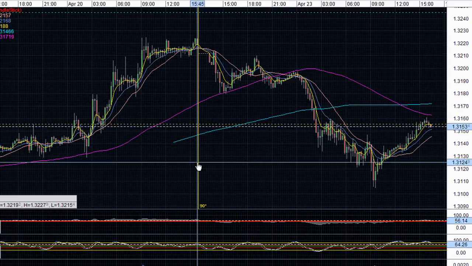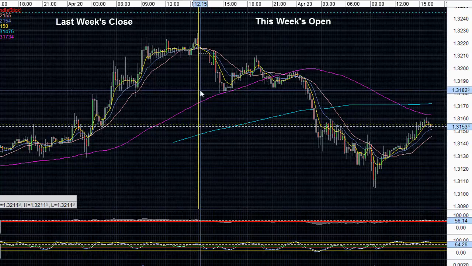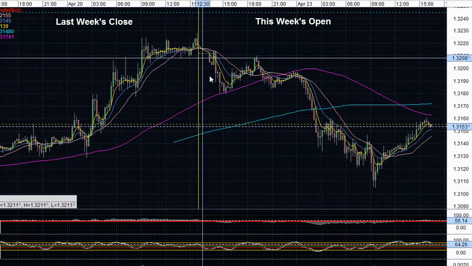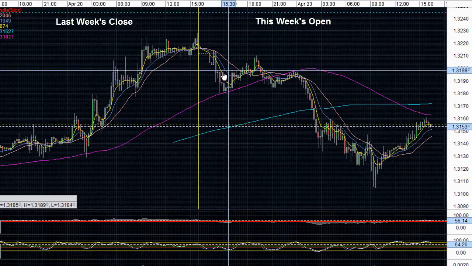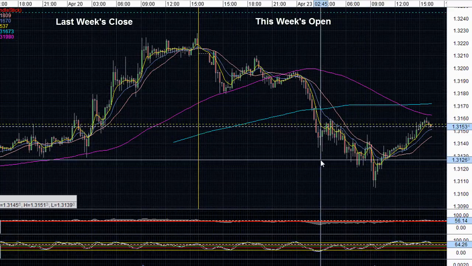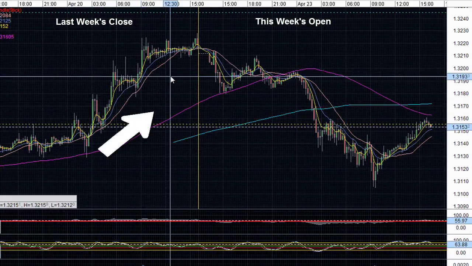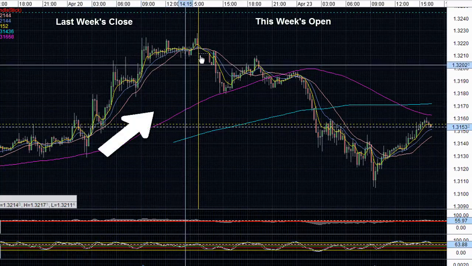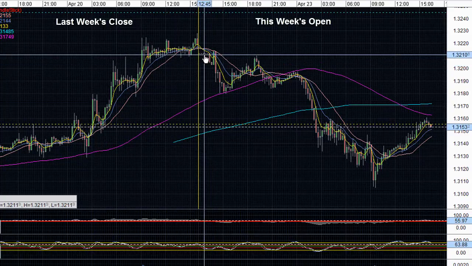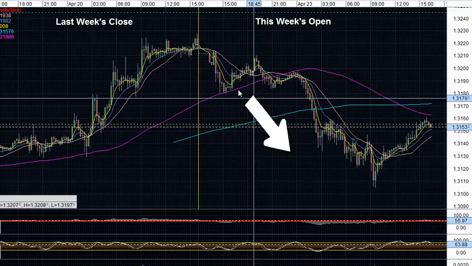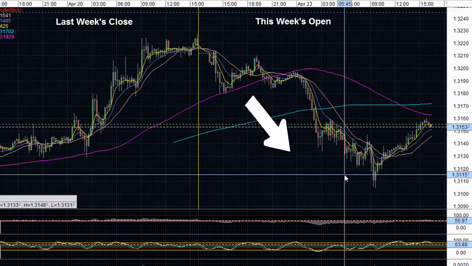As you can see, I have this vertical line drawn in, and what this does is it divides last Friday's trading session from today's trading activity, or this week's trading activity. Last week, we closed the week off with a rally in the pair. But at the start of this week, we began to see prices fall in the pair. We began to see this risk-off bearish move in the pair.